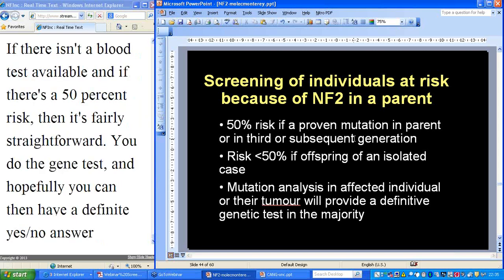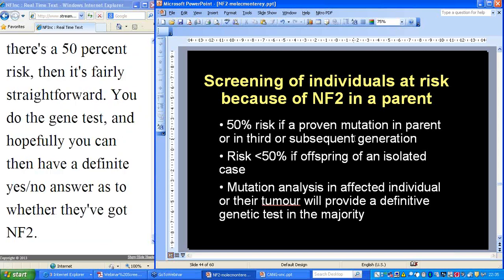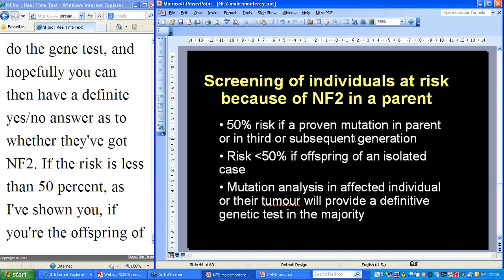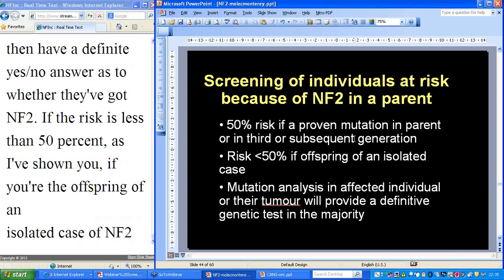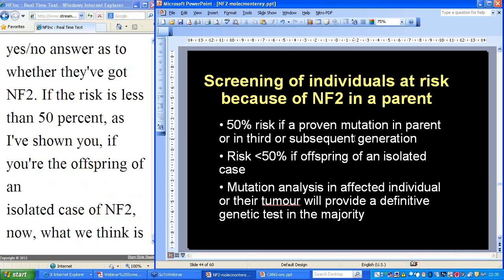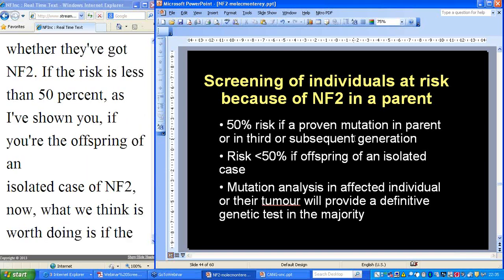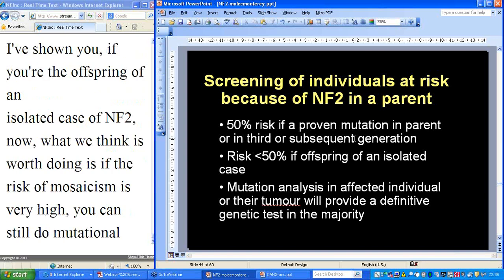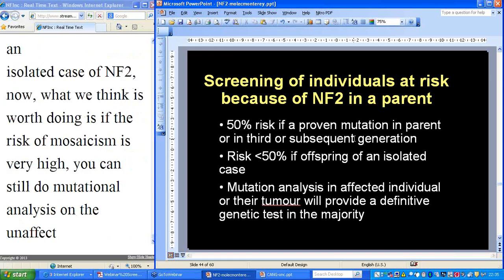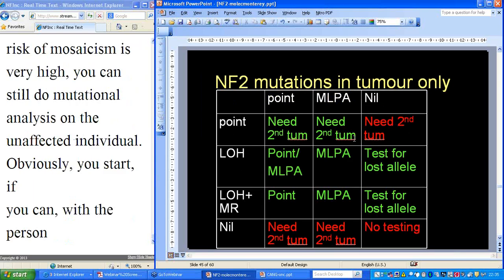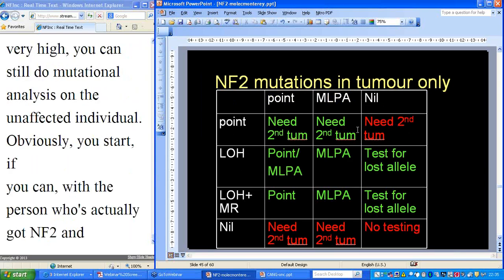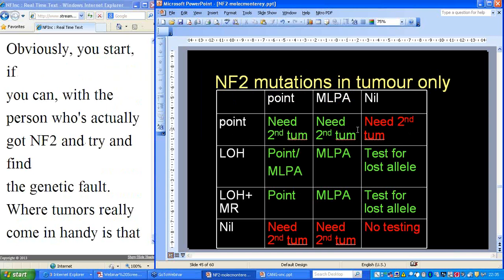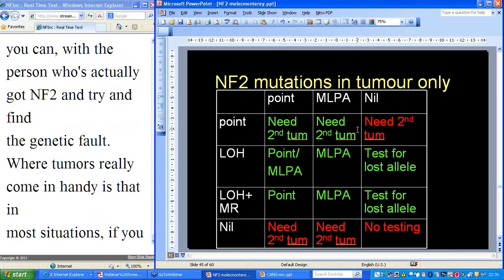If the risk is less than 50%, as I've shown you, if you're the offspring of an isolated case of NF2. Now, what we think is worth doing is if the risk of mosaicism is very high, you can still do mutational analysis on the unaffected individual. Obviously, you start, if you can, with the person who's actually got NF2 and try and find the genetic fault. But where tumors really come in handy is that in most situations, if you look at a tumor, you can come up with a test for the children.